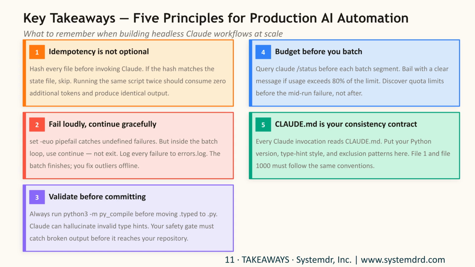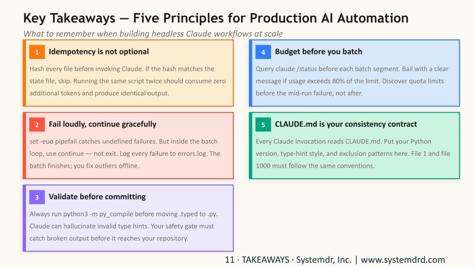Principle 2. Fail loudly, continue gracefully. These might sound contradictory, but they are not. set -uo pipefail makes every unexpected error visible and terminal. Your script does not silently limp forward on undefined variables. But within the batch loop, continue means a single bad file does not kill the entire job. Fail loudly at the system level. Continue gracefully at the file level.